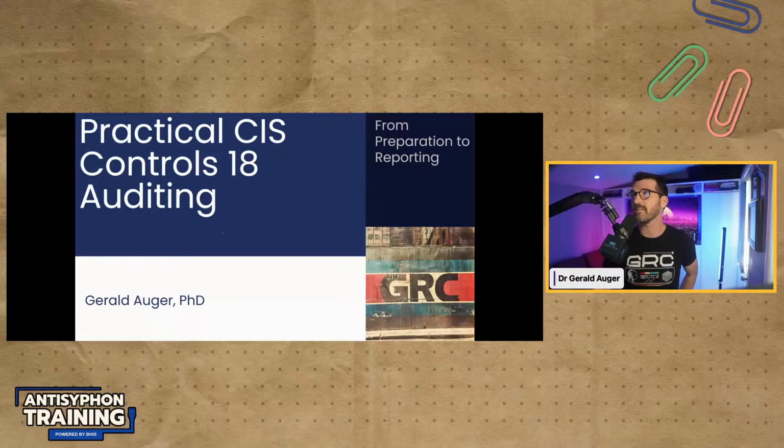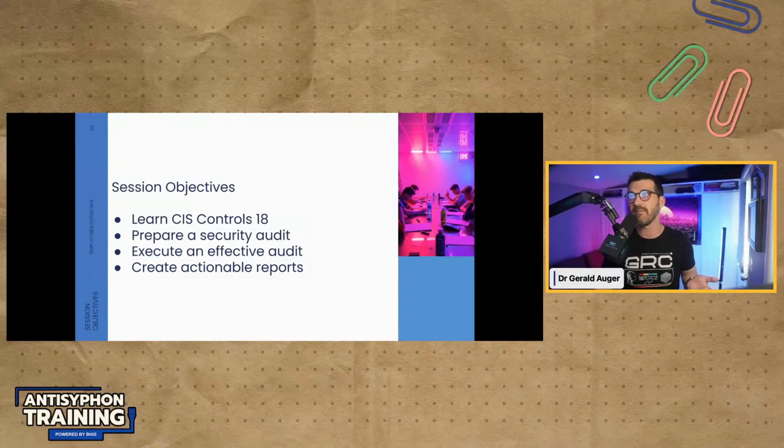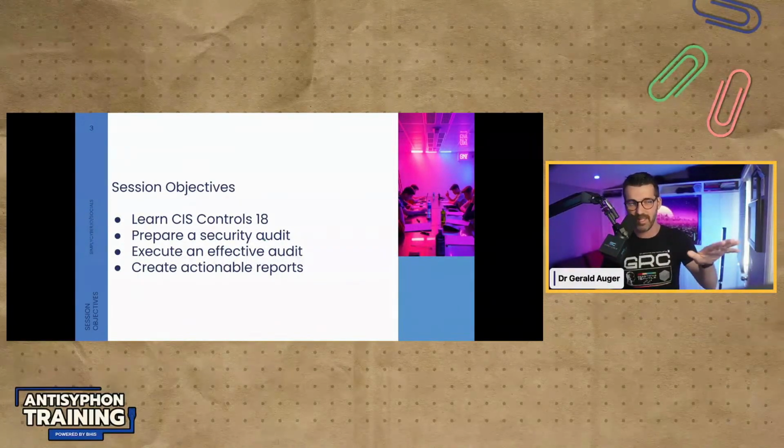So it's Practical CIS Controls 18, from prep to reporting. What we're going to do is, when you leave this, you'll learn a little bit about CIS Controls 18. This talk is not designed to go deep dive into CIS 18. It is designed to introduce you and show you what CIS 18 is, and I'll explain why I've selected it, and then show you how to prepare a security audit around CIS 18, and then execute that audit, and then effectively create the actionable reports, which is the entire life cycle of an audit.